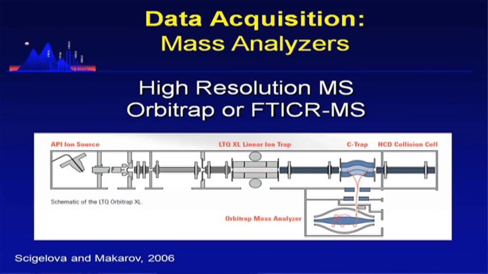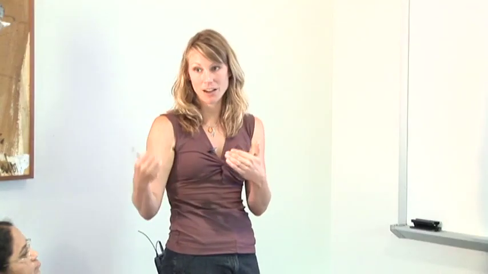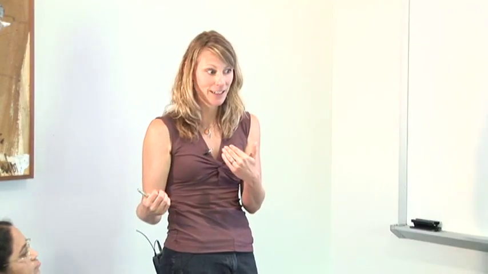which is like a trap, but instead of ejecting the molecules out to measure their mass, they create them in orbit. So they put them in orbit using electric fields. And then they detect the frequency of orbit, basically. And then they Fourier transform that, similarly to how the NMR works, into time. And then they can calculate a mass from that.